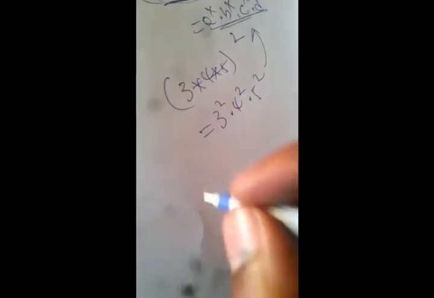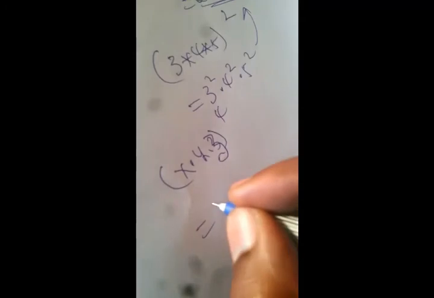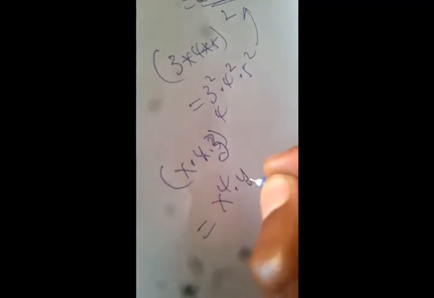For example, (x times y times z) raised to 4. Therefore, this can also be written as x raised to 4 times y raised to 4 times z raised to 4. From which property? This property.